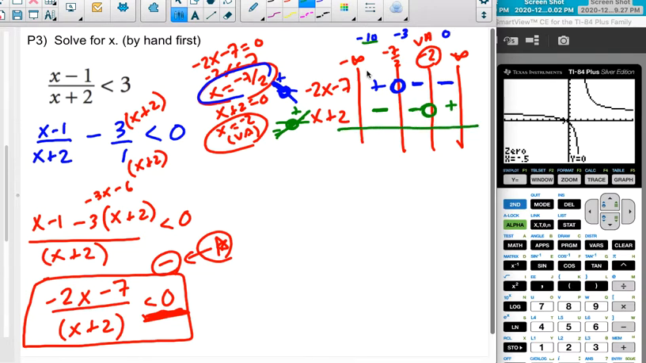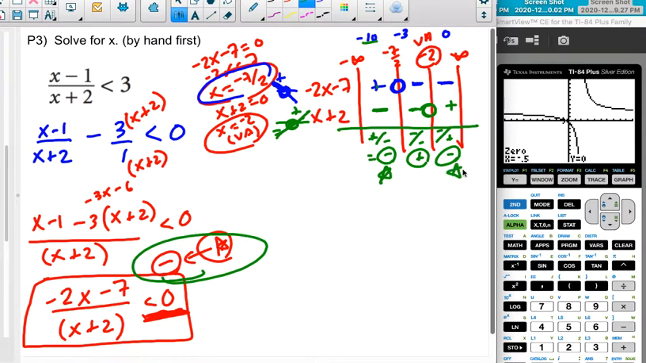Remember that I'm dividing, right? So it's this thing over this thing. So I'm going to get positive over negative. Well, that's going to come out negative, right? I'm going to get negative over negative. That comes out positive. And I'm going to get negative over positive. That comes out negative. Since I'm looking for where the answer is negative, I want these two spots, right?